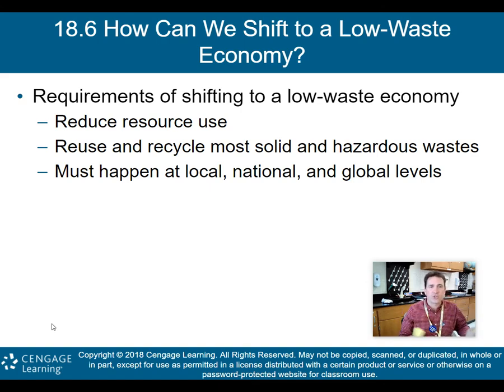Number one, reduce our resource use, right? We don't use as much. Here we go again, our R's, right? Reuse and recycle most solid and hazardous waste, all right? Try to reuse it, try to recycle it. More of that cradle to cradle approach rather than our cradle to grave approach. But this must happen at local, national, and global levels.